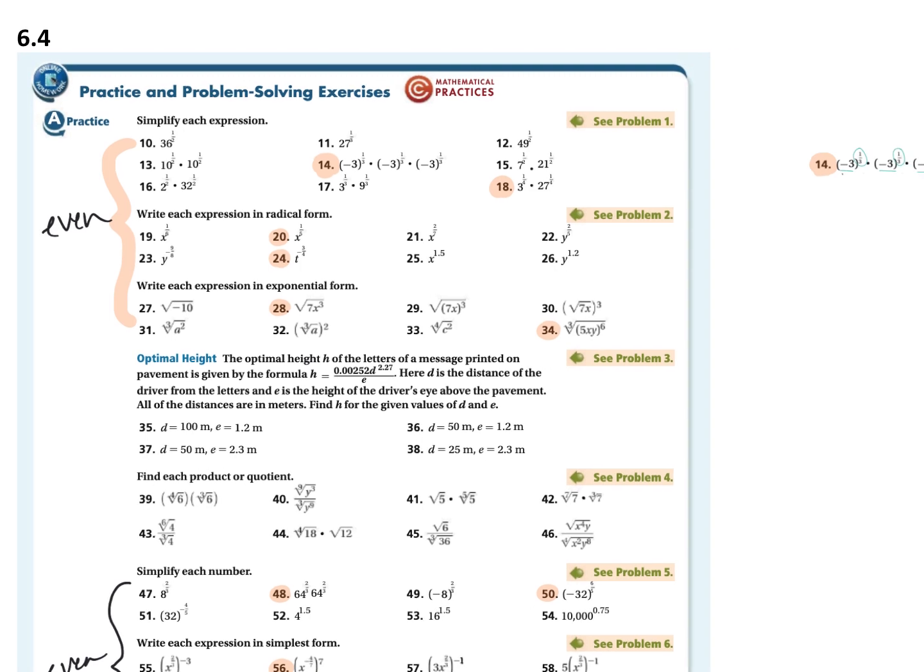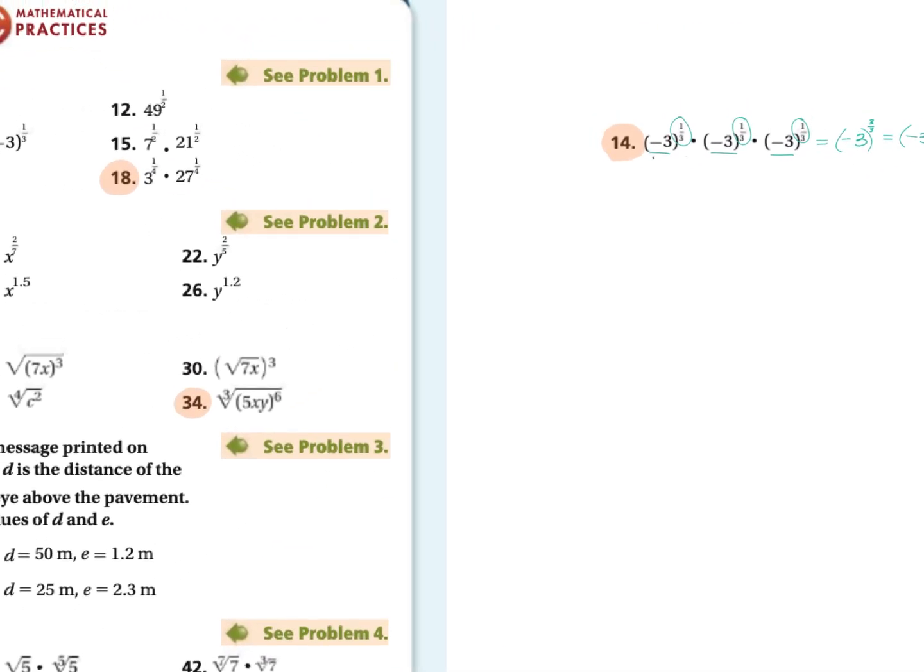Number 18, here's what I would do with this one. You have 3 to the 1/4 times 27 to the 1/4. So if you multiply that, remember, if your exponent's the same, you can multiply it. So the other way you could have done the last one, right? They're all to the 1/3 power. So -3 times -3 times -3, that's -27 to the 1/3 power. That's the cube root of -27, which is -3. That's what I'm going to do over here.